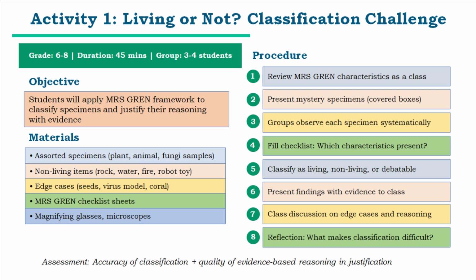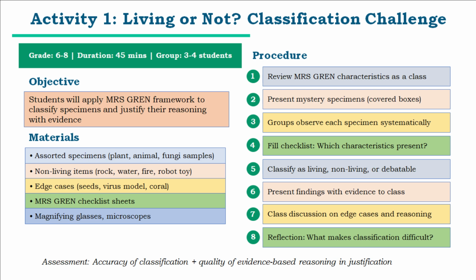Materials needed. Assorted specimens such as plant, animal, and fungi samples are provided. Non-living items include rocks, water, fire, and a robot toy. Edge cases include seeds, virus models, and coral. MRSGREN checklist sheets, magnifying glasses, and microscopes are used.